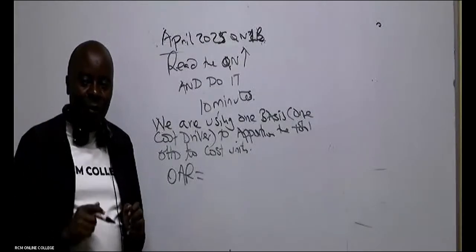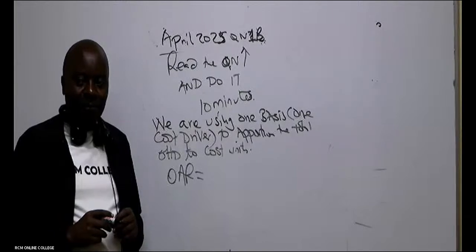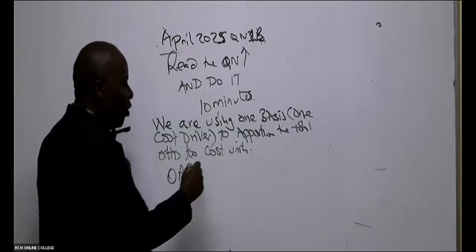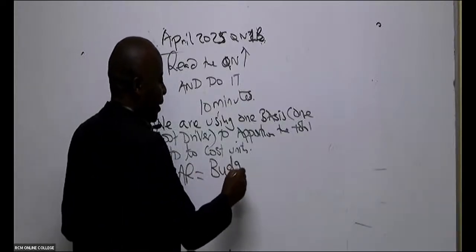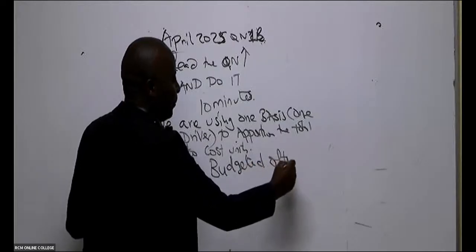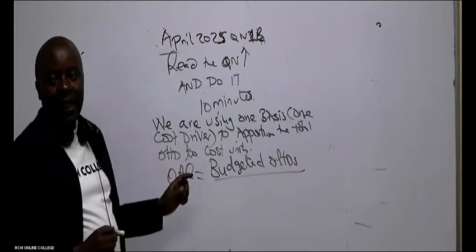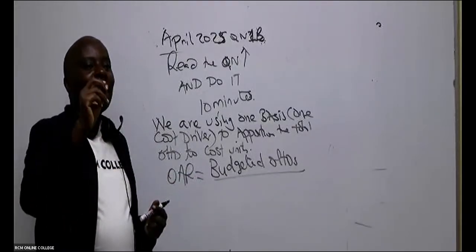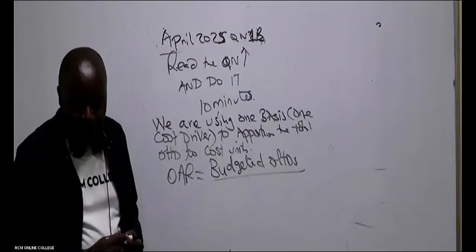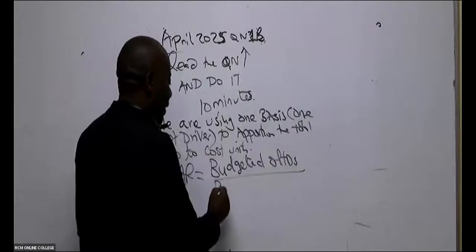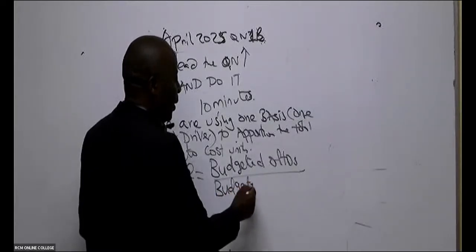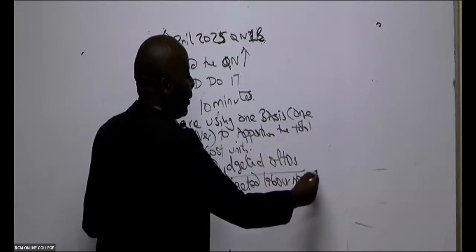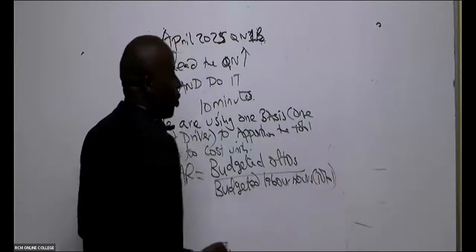Is there somebody who is able to remember the formula of OAR? Yeah, we take the budgeted overheads, isn't it? We divide this by budgeted, in this case here, we know the basis, budgeted labor hours. Yeah, or cost driver. So we divide this by budgeted labor hours. They have told us what to use. So remember that these have to be totals.